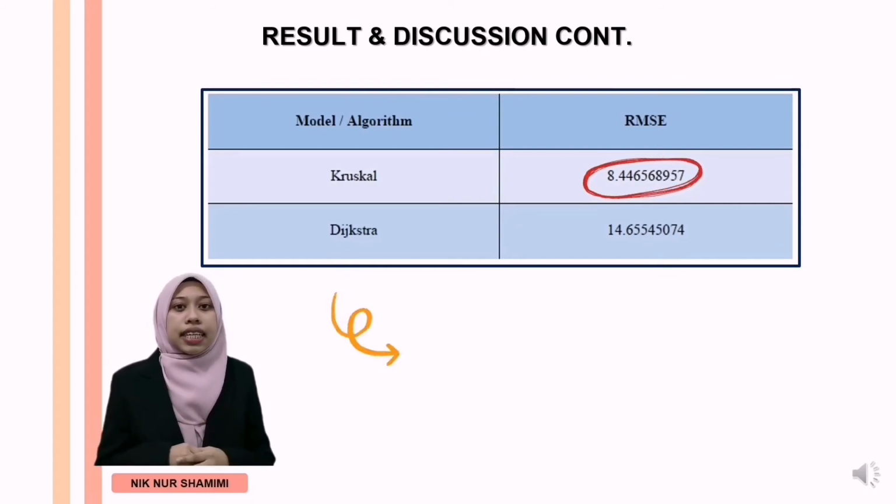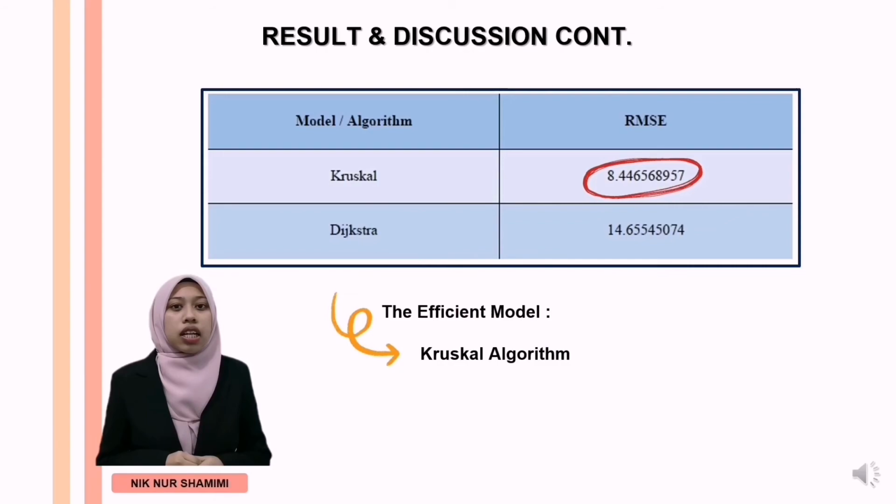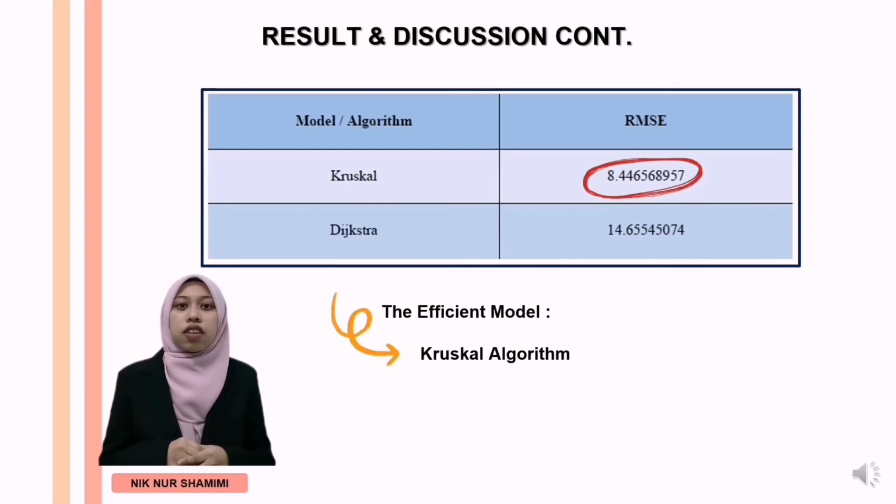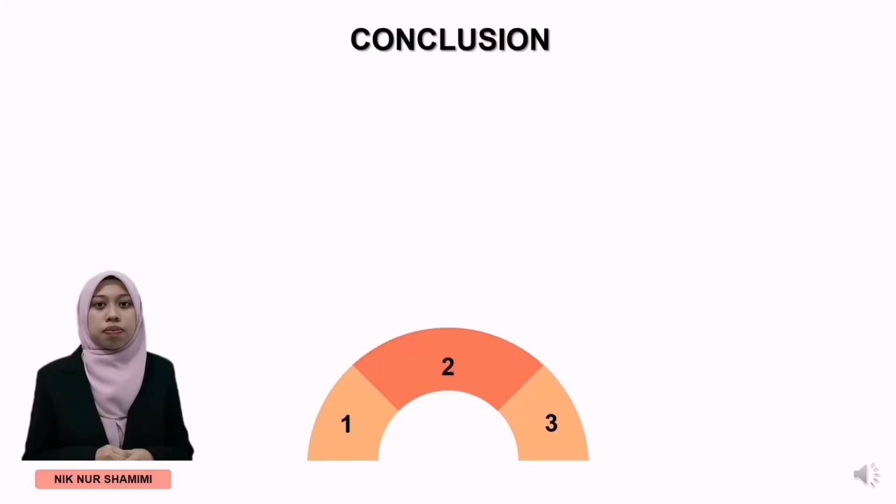From here, we can see that the error measure for the Kruskal algorithm is 8.45, while for the Dijkstra algorithm it is 14.66. It shows that the Kruskal algorithm has the smallest value of the error measure compared to the Dijkstra algorithm. Hence, from this, we can conclude that the Kruskal algorithm is the most efficient method in minimizing travel distance, cost of fuel, and travel time for tourism in Penang compared to the Dijkstra algorithm.